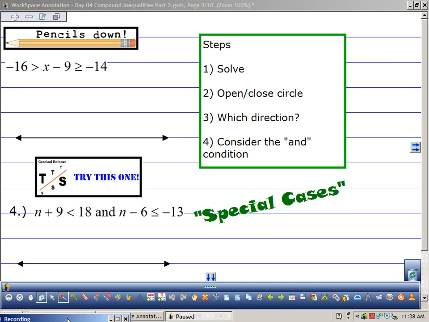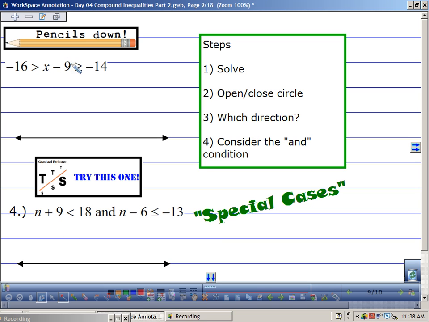Okay, so let's talk about special cases. I'm going to do both of these, and then I'll have you guys write them both down. All right, so I've got two different scenarios here. I've got when x, let's change my color.